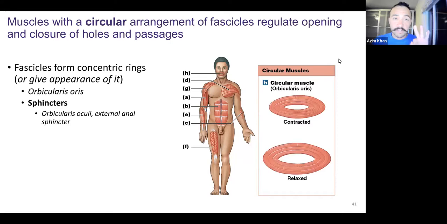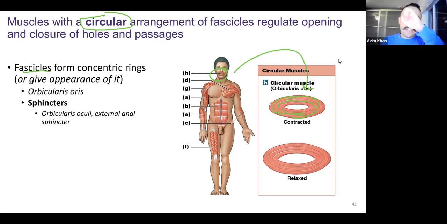The third category, after parallel and pennant, is circular. The fascicles are arranged in rings, or at least give the appearance of it. So if you look at this muscle around your mouth, these fascicles are arranged in a circular fashion. By being circular, they can close and open.